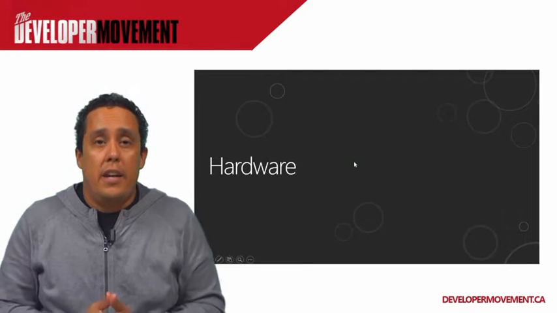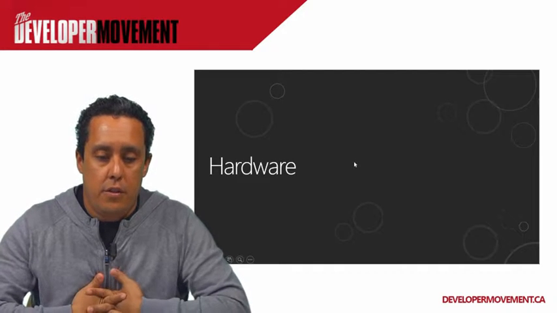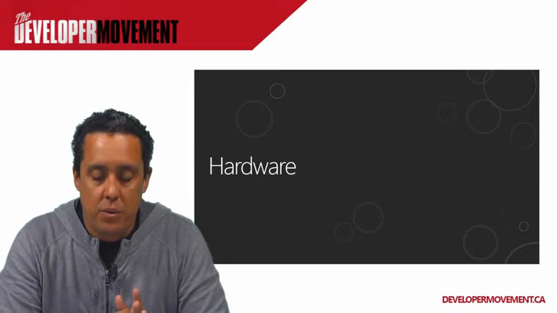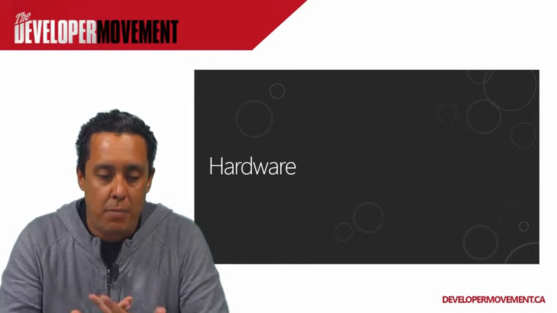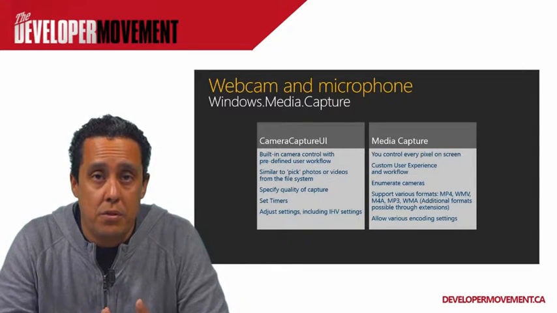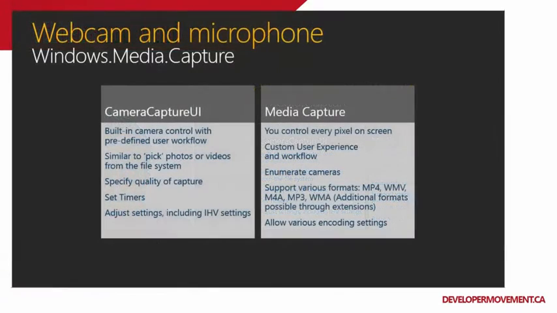So the next one we're going to look at is hardware. So Windows desktop, Windows devices, they come with various hardware, and we have APIs to leverage that hardware. For example, we have webcam and microphones. So you can use the Windows.Media.Capture, and there's two ways to capture media. So you could use the CameraCaptureUI, or you could use the MediaCapture. CameraCaptureUI is pre-built. It's external to your application. It comes with the SDK, and it's a lot easier to use.